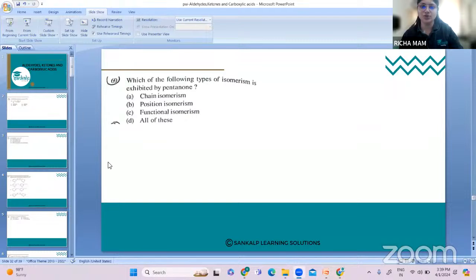So today we have completed aldehydes, ketones, and carboxylic acids. Tomorrow we are going to see the next chapter, that is amines. I hope everyone has understood. So please solve many questions. Take some books or previous question papers and solve the questions so that it will help you understand things more clearly.